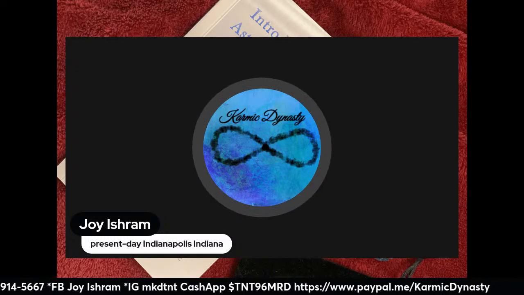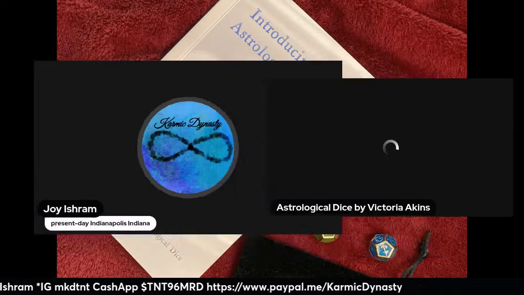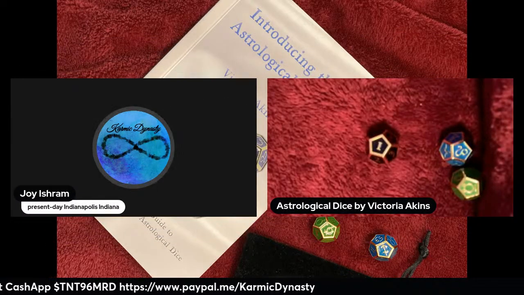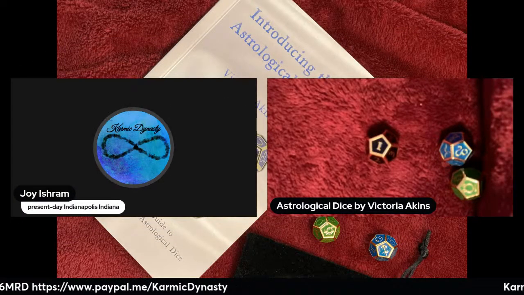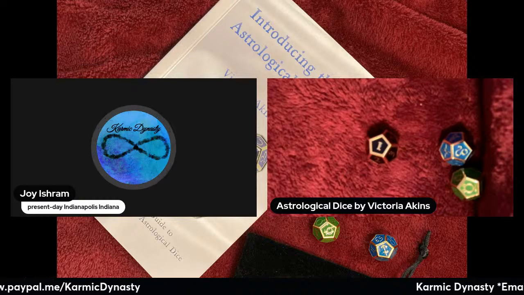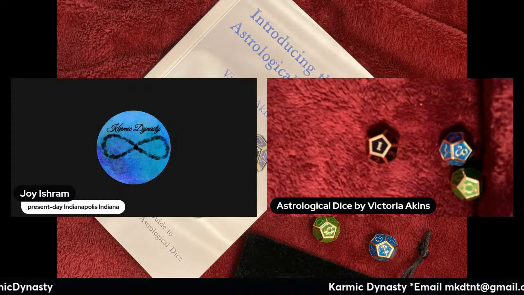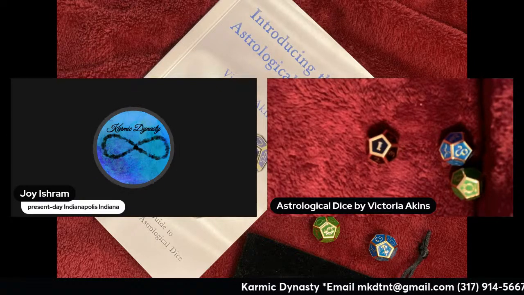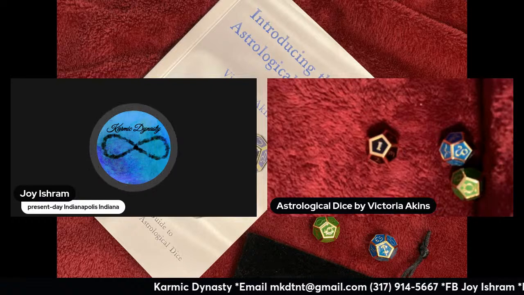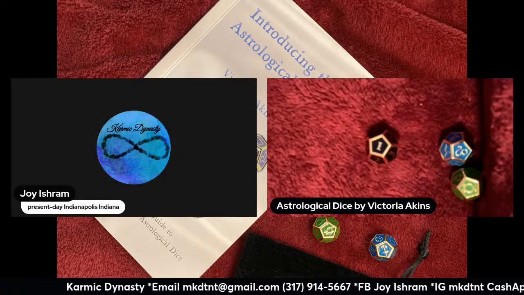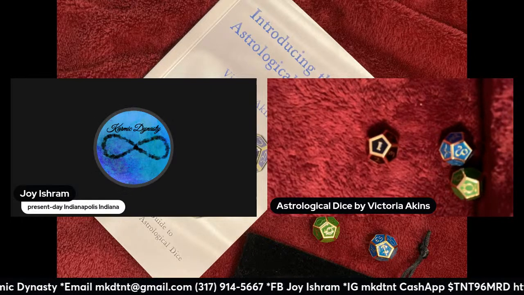So I am also here on my cell phone to share visually the astrological dice and demonstrate how to use them according to the book. So the book you see here, as when you came in.